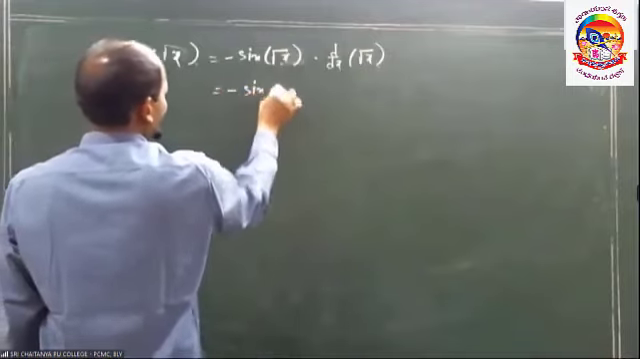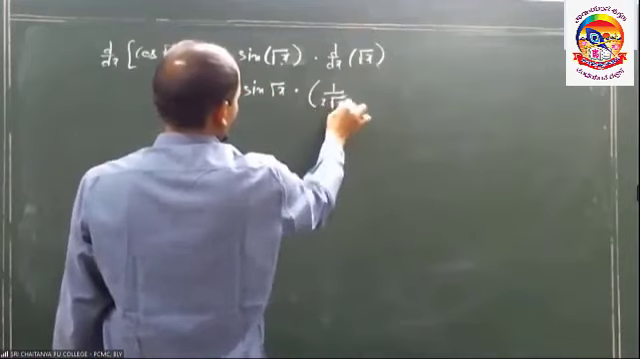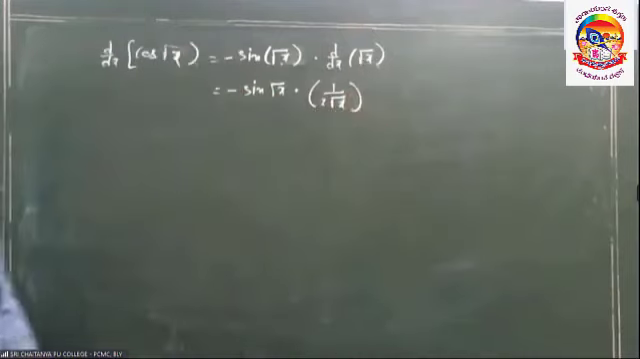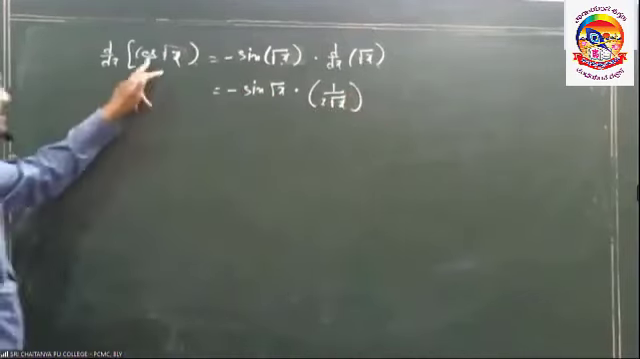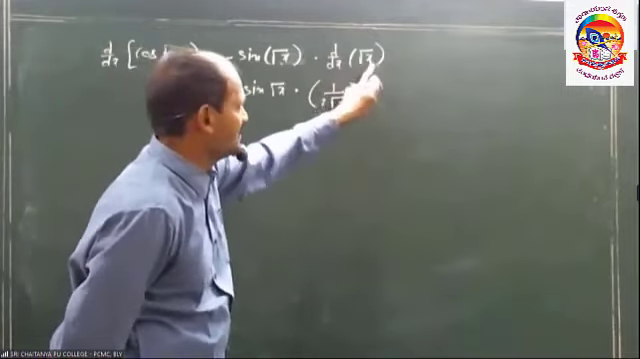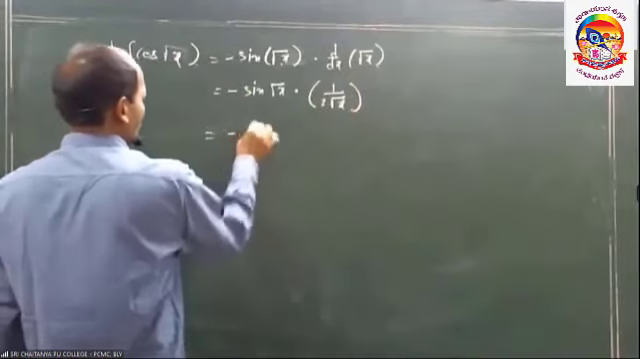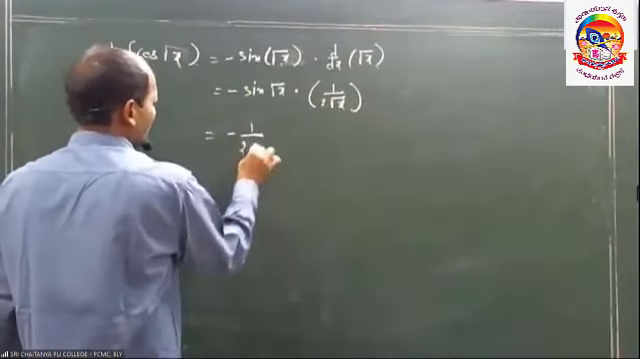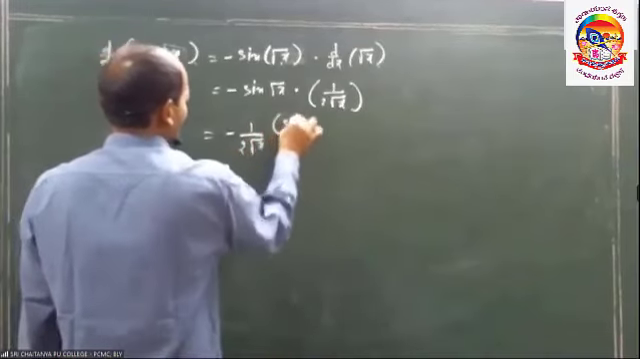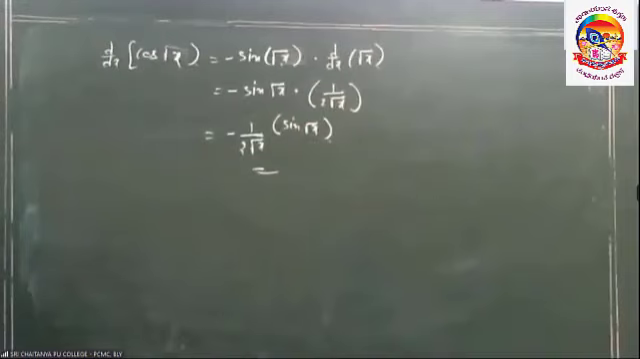So minus sine root x into the derivative of root x, which is 1 by 2 root x. The derivative of cos is minus sine, into the derivative of root x. The derivative of root x is 1 by 2 root x. So minus 1 by 2 root x into sine of root x.